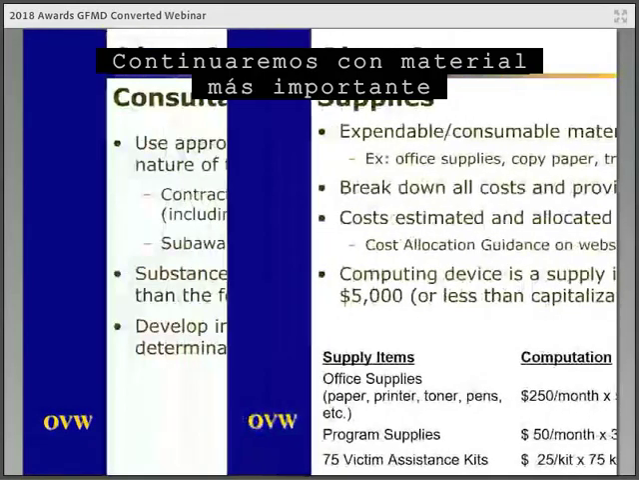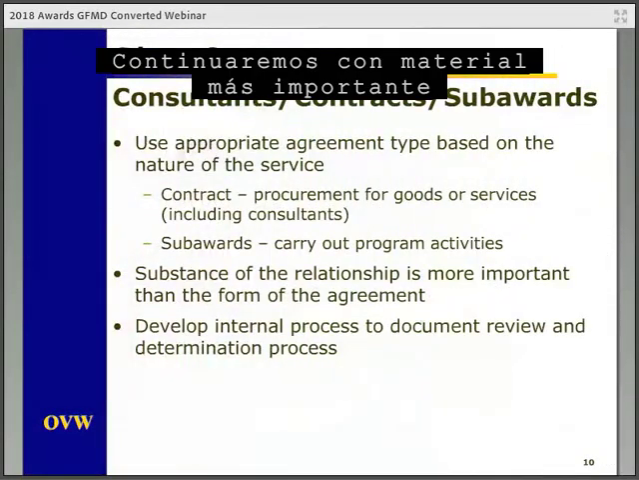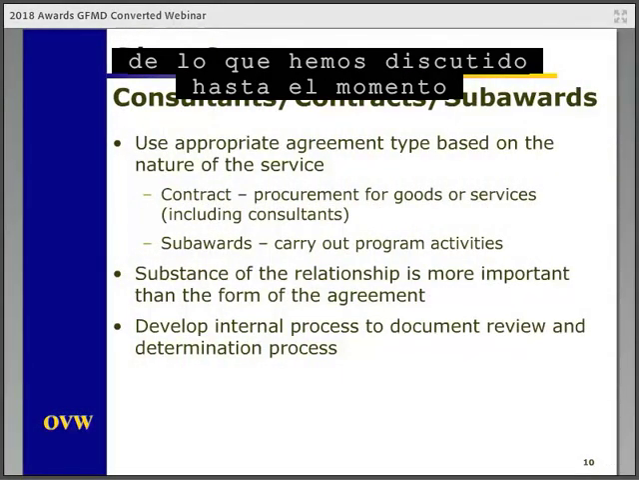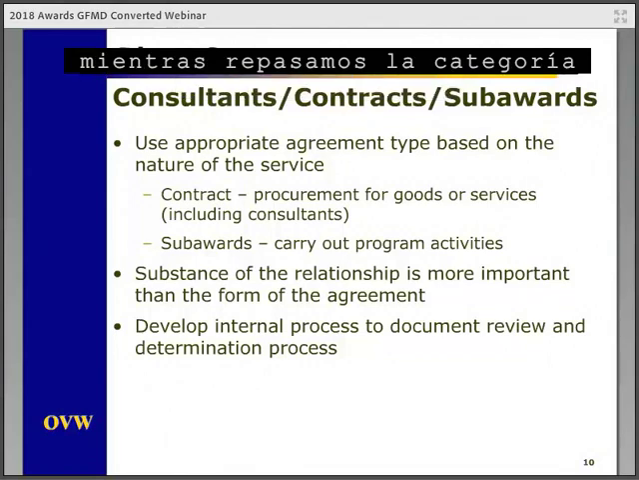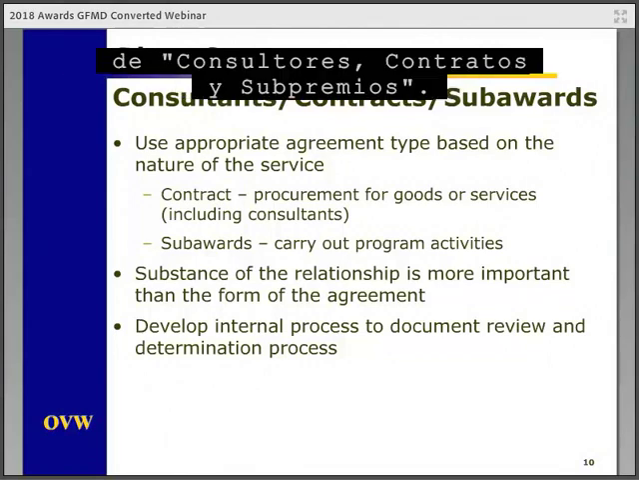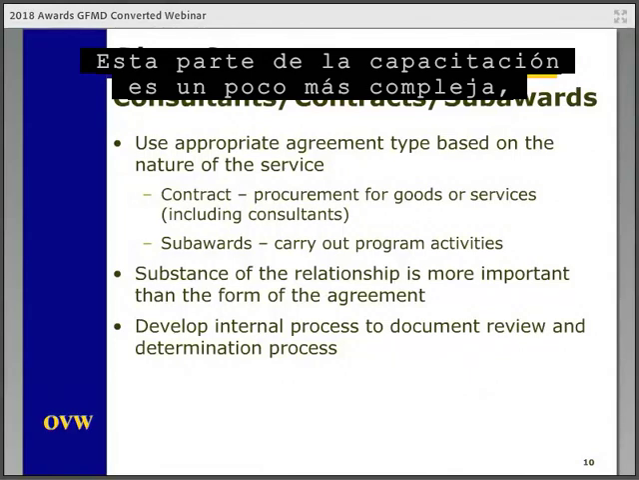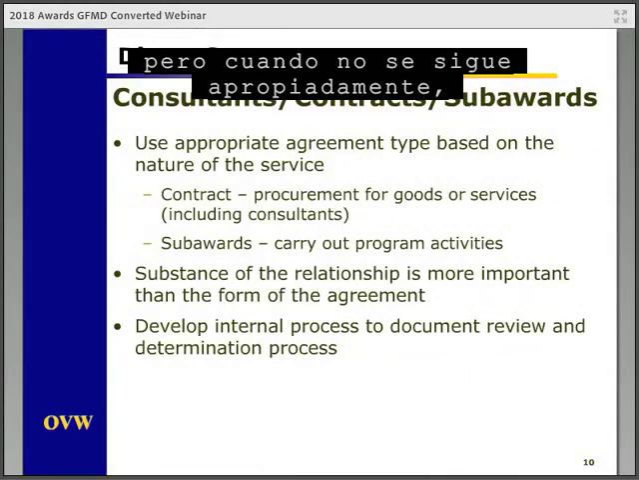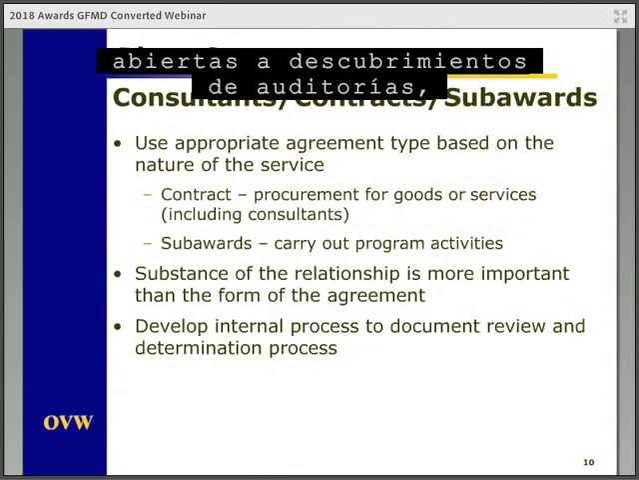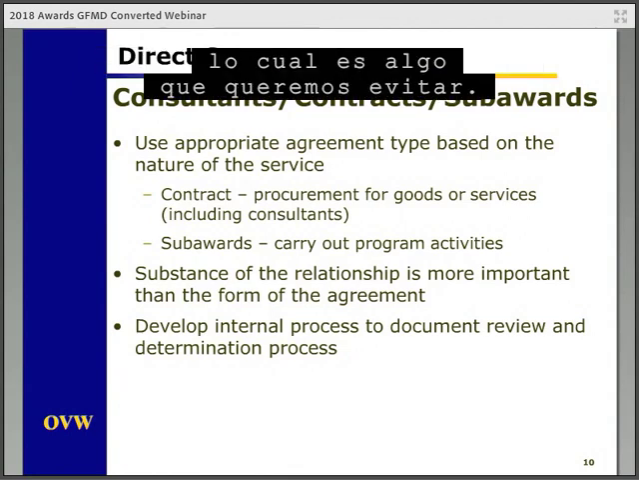So we're going to move on to some material that is a little heavier than what we've discussed so far as we go through the consultants, contracts, and subawards category. This part of the training is a bit more complex, but when not followed properly, can leave organizations open to audit findings, which is of course something we want to avoid.